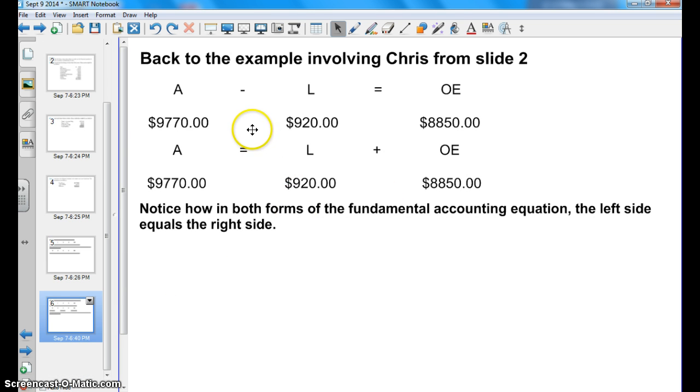So if we go back to the example with Chris Turner from slide 2, he had assets of $97.70 minus liabilities of $920, so his owner's equity is $88.50. Again, if we rearrange and isolate for assets, he has assets of $97.70, and this is equal to the liabilities of $920 plus owner's equity of $88.50. Notice how in both forms of the fundamental accounting equation that the left side equals the right side. This is no different than if you were using an equation in math.